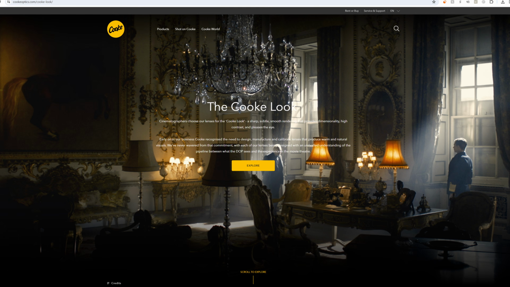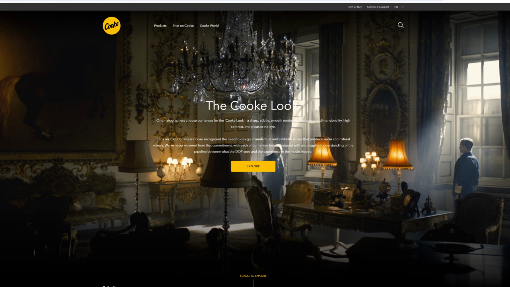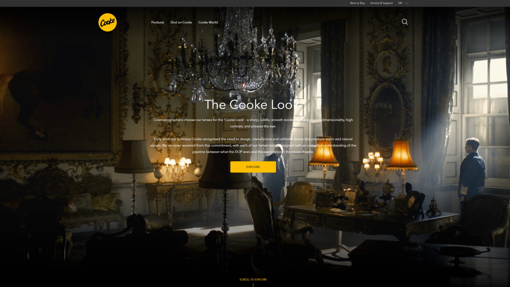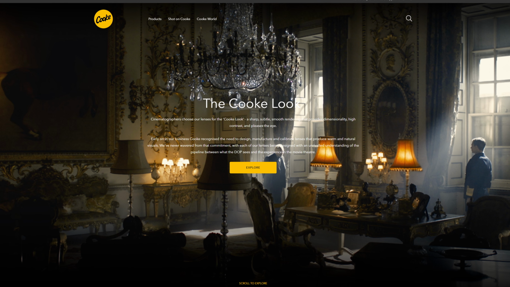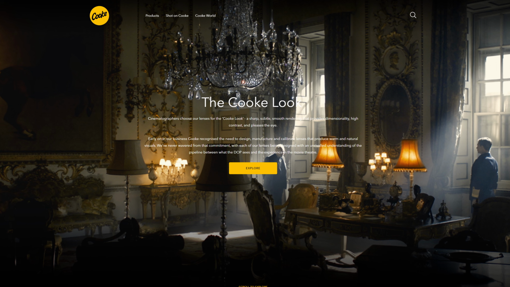Specifically, what are the characteristics of these Cooke lenses? So if we look on Cooke's website, they're gonna say their lenses have sharp, subtle, smooth rendering that provides high dimensionality, high contrast, and is pleasing to the eye. So okay, that's giving us some descriptors there. A little bit vague, but that's a good start. But let's go a little bit deeper.